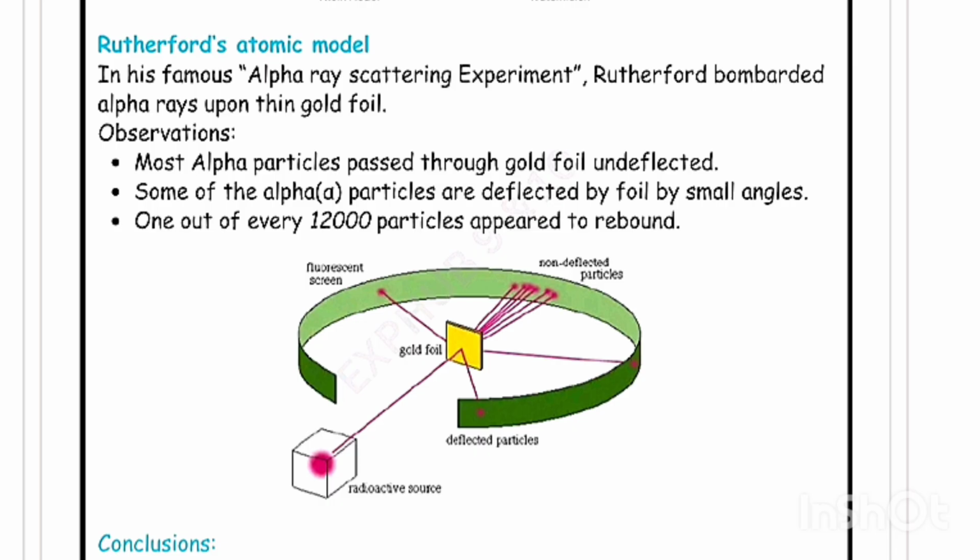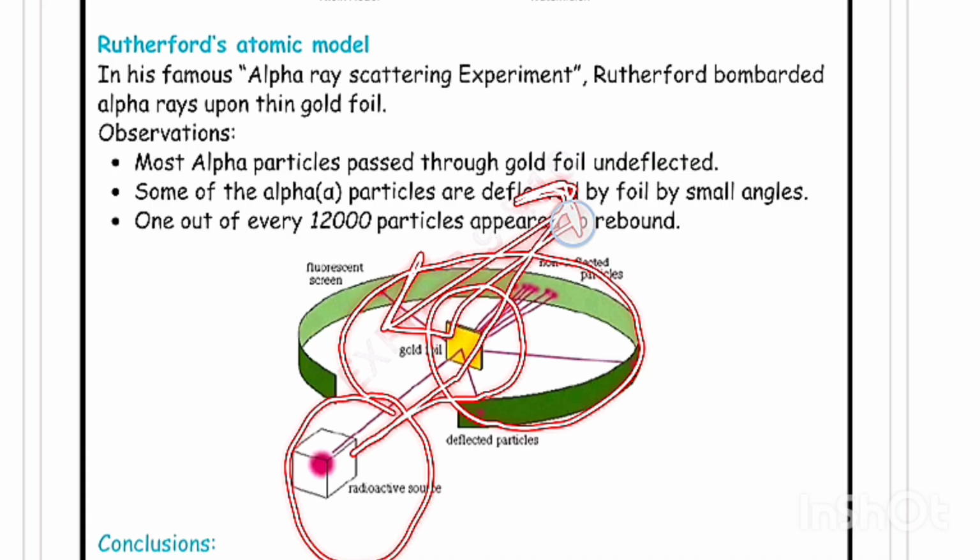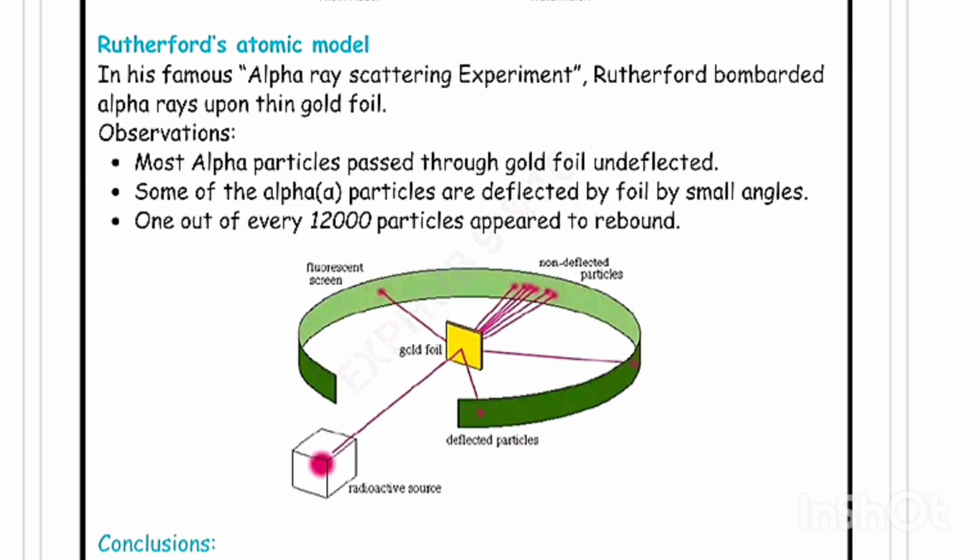And what did Rutherford do? Let's see. He kept a radioactive source and a fluorescent screen. He used a gold foil and sent some particles through it. Some of the particles passed through the gold foil because most of the space in the atom is empty. Some of them bounced back, some rebounded, and some were deflected. Those are the three observations given to us. This is what Rutherford's atomic model told us, and he came to several conclusions.